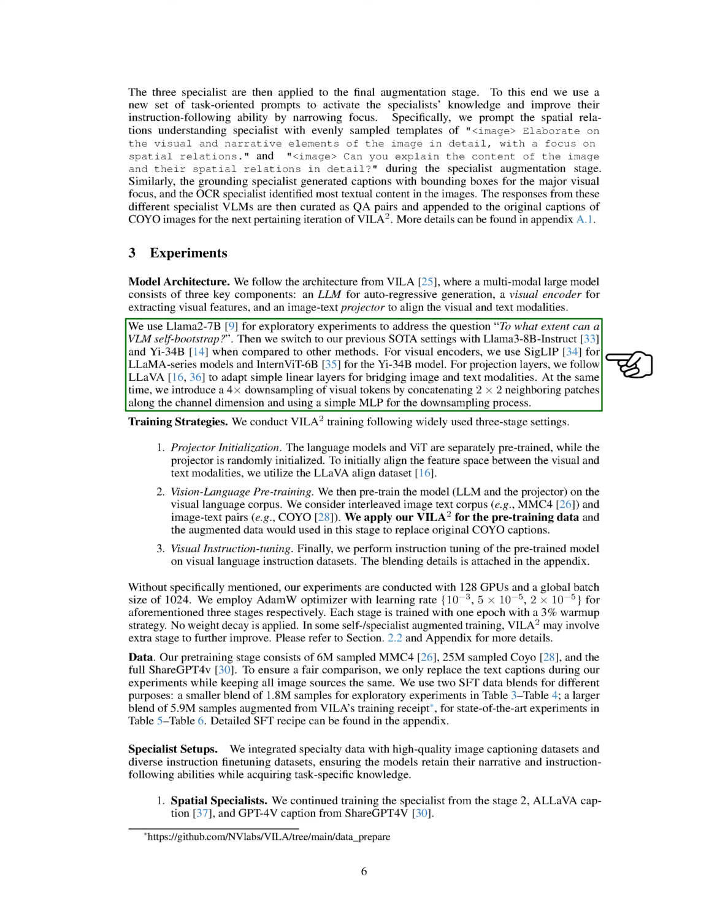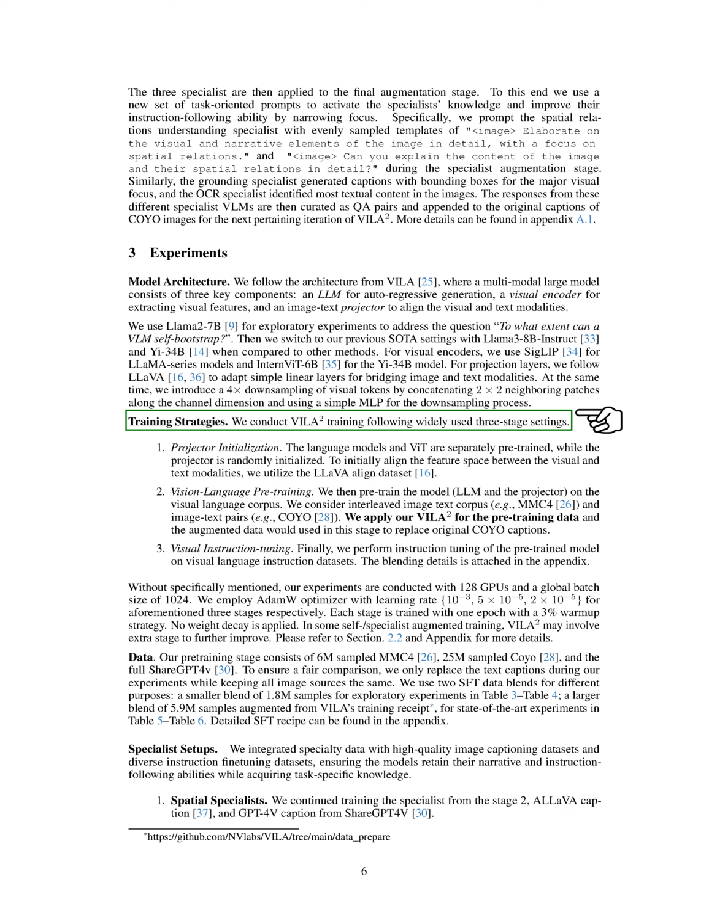For visual encoders, we employed SigLIP for the Llama series models and InternViT-6B for the Yi-34B model. We adopted simple linear layers for the projection layers to connect the image and text modalities, following the LLaVA approach. Additionally, we introduced a 4x downsampling of visual tokens by combining 2x2 neighboring patches along the channel dimension and using a simple multi-layer perceptron for the downsampling process.